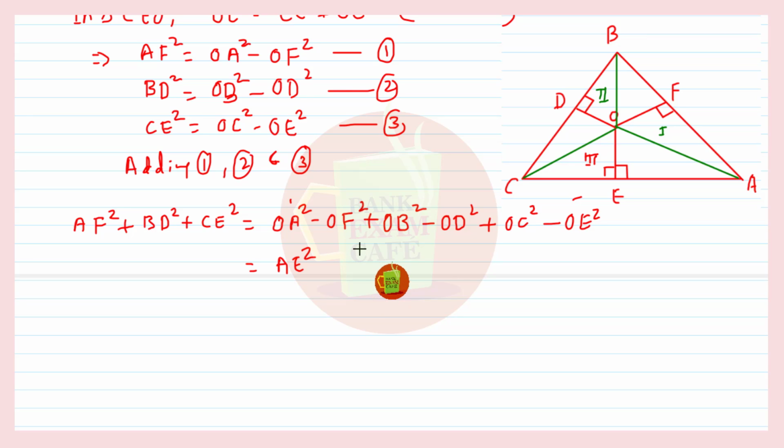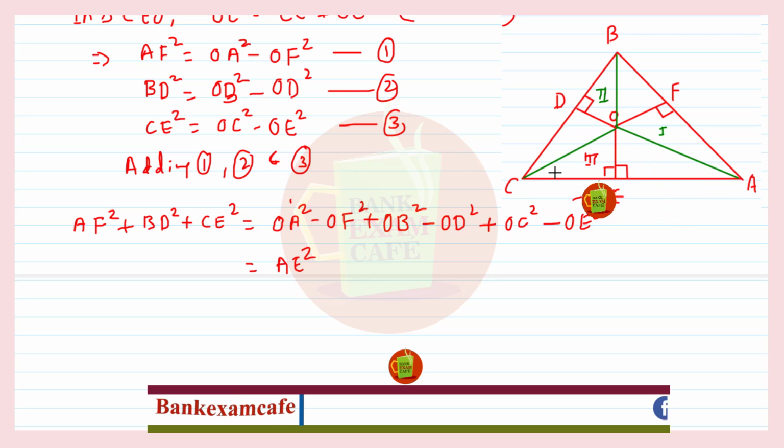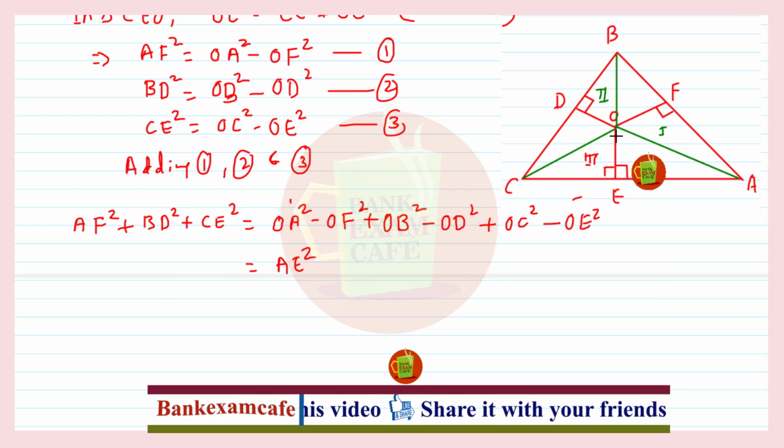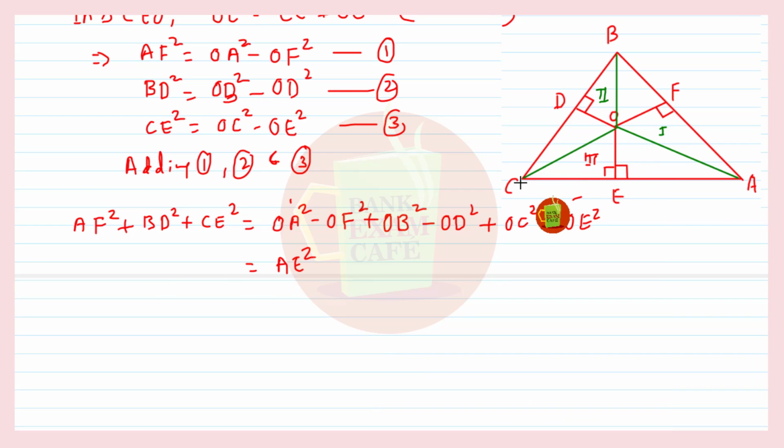Now similarly, if you see another, what we want here is CD square. So where do we get CD square? We get it in this triangle. So here if you apply the Pythagoras theorem, you will get OC square minus DC square.